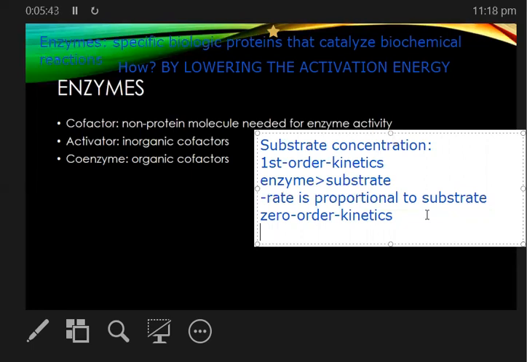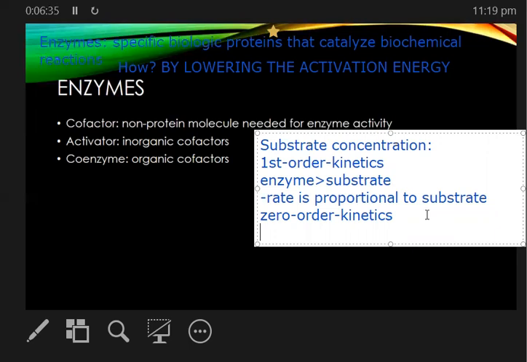That means you don't have any problem with your enzyme. All the necessary concentration of your enzyme is present in the reaction. So you don't have a problem with your enzyme. The problem is in the concentration of your substrate. So if you increase the concentration of the substrate, then the rate will also increase. If you decrease the concentration of your substrate, then the rate of reaction will also decrease, because it is the limiting factor in your first order kinetics.